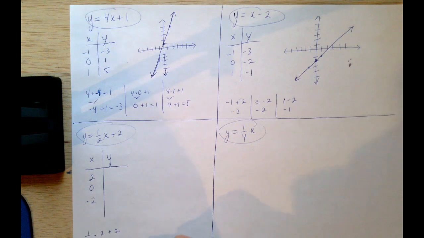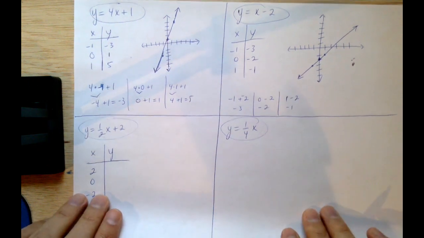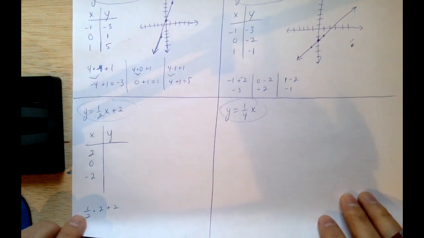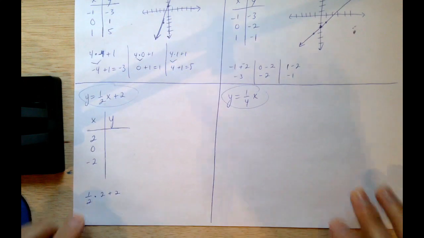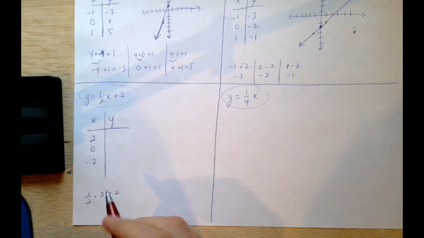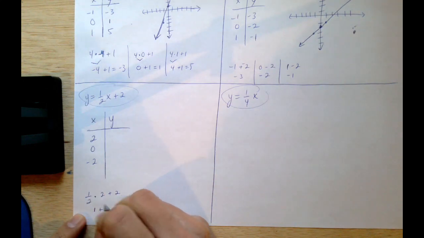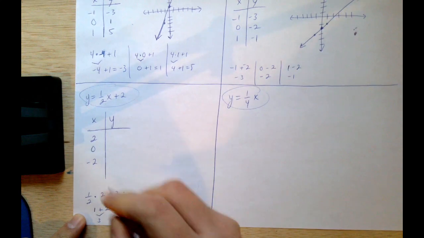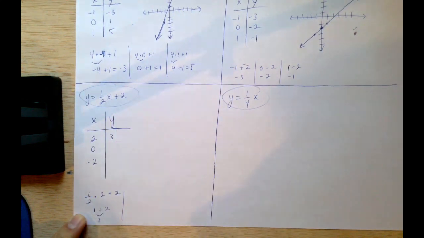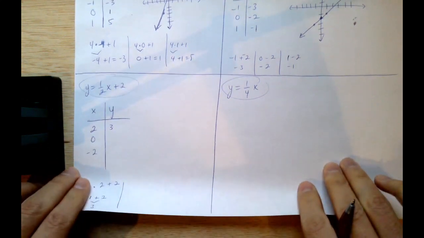If you need to use a calculator, you can, or you could just say this out loud. Let me see if I can move this up really quick. What's 1/2 of 2? So 1/2 of 2 is 1, so 1 plus 2 gives me 3. So when x is 2, y is 3. Move this up a little bit.